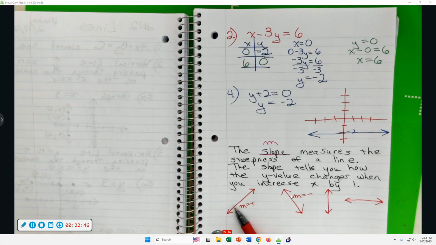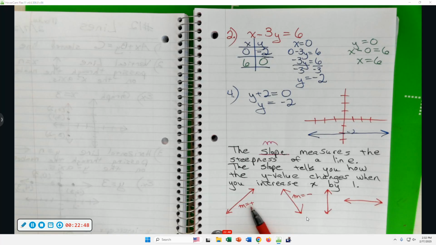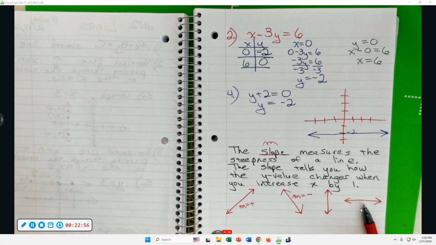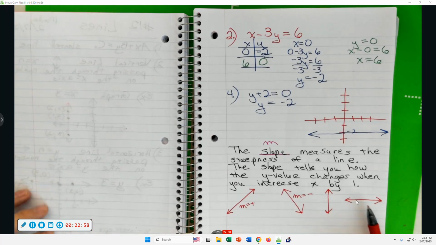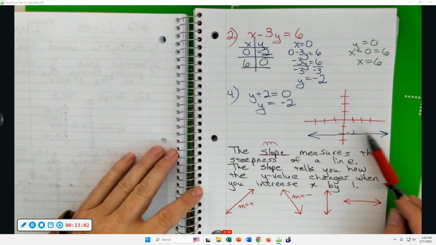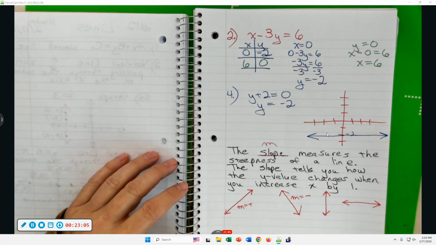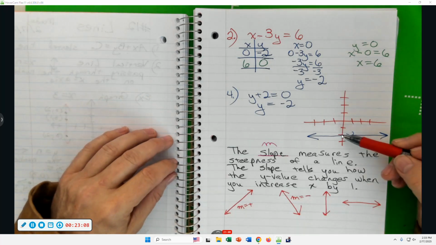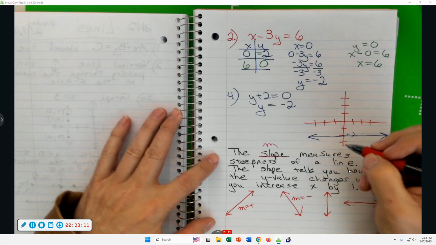So when a line is rising from left to right, we expect a positive slope. When your line is falling from left to right, we expect a negative slope. I think we'll look at a horizontal situation first, okay? Let's look at a horizontal. I have a horizontal line drawn right here. Let's think about what happens on this horizontal line.